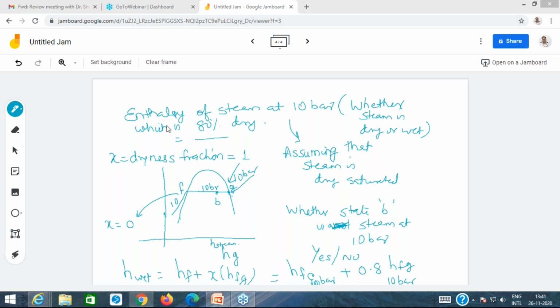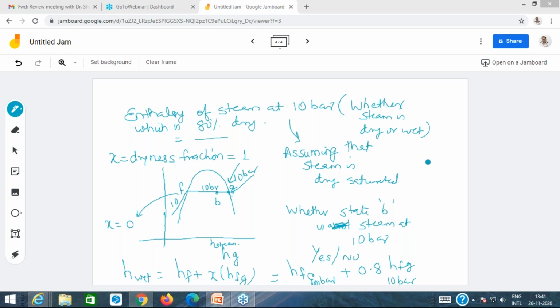So Neha has given me the answer. I just want others to check that answer. How to find that answer? First, find the value of HF at 10 bar. Find the value of HFG at 10 bar. Multiply that HFG with 0.8 and add it to the value of HF at 10 bar.